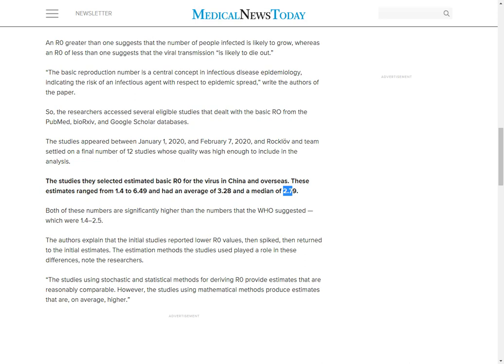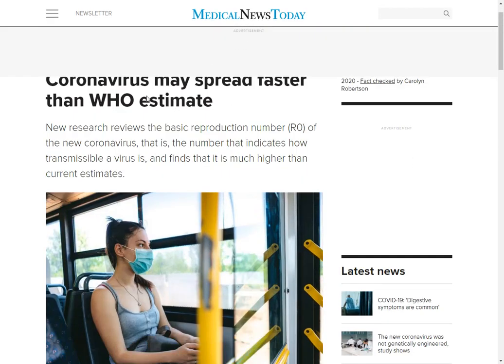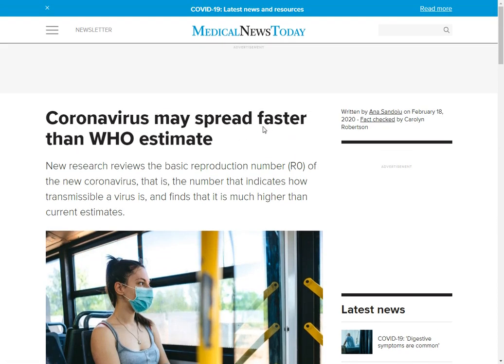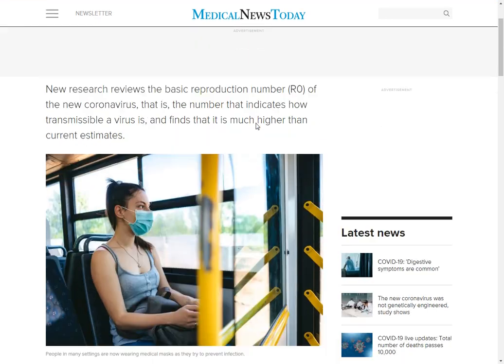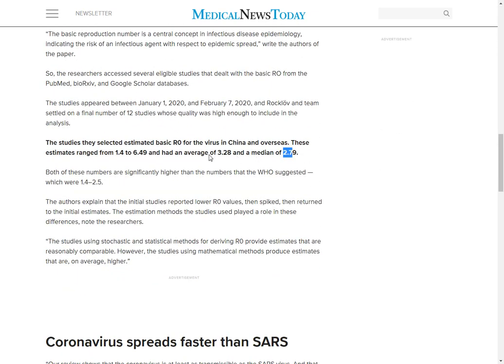Let's take a look at somebody else's estimates. Here's an article that says that the coronavirus is spreading faster than the World Health Organization estimate. They are estimating R0 to be 2.79. What's R0? R0 is the number of people directly infected per infectee. And their number is about 2.8. And the WHO number is between 1.4 and 2.5.